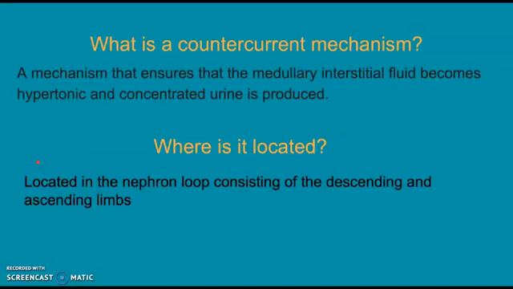So what is a countercurrent mechanism? It is a mechanism that ensures that the medullary interstitial fluid becomes hypertonic and concentrated urine is produced. Where is it located? It's located in the nephron loop consisting of the descending and ascending limbs.